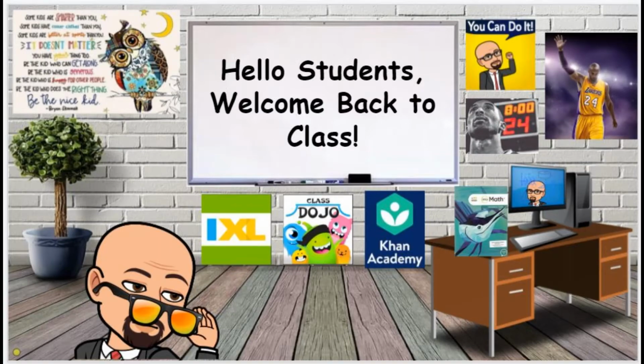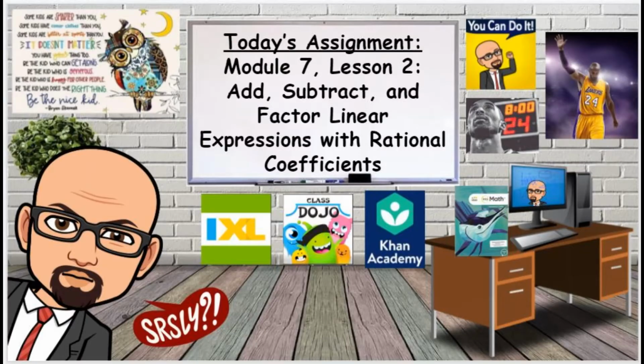Today's assignment is Module 7, Lesson 2, Add, Subtract, and Factor Linear Expressions with Rational Coefficients. This is in the Into Math 7th grade workbook, pages 229 through 236. This video will cover the Build Understanding and Step It Out section, tasks 1 through 4, on pages 230 through 232. So let's go ahead and get started.